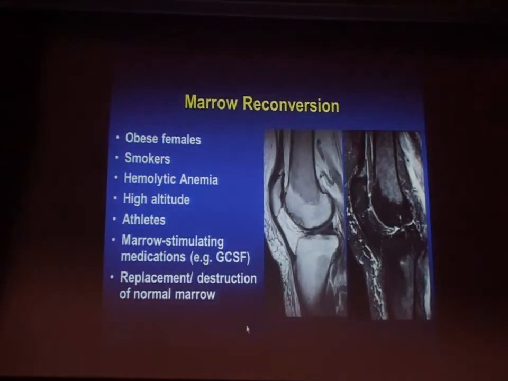So we see this process happening where the body has a demand for increased oxygen. For example, in obese females, in smokers, in anemias, people who live at high altitudes or high-performing athletes, in patients who are treated with marrow-stimulating medications, and also in disease processes where the normal marrow is being replaced or destroyed and the remaining marrow tries to compensate for it.